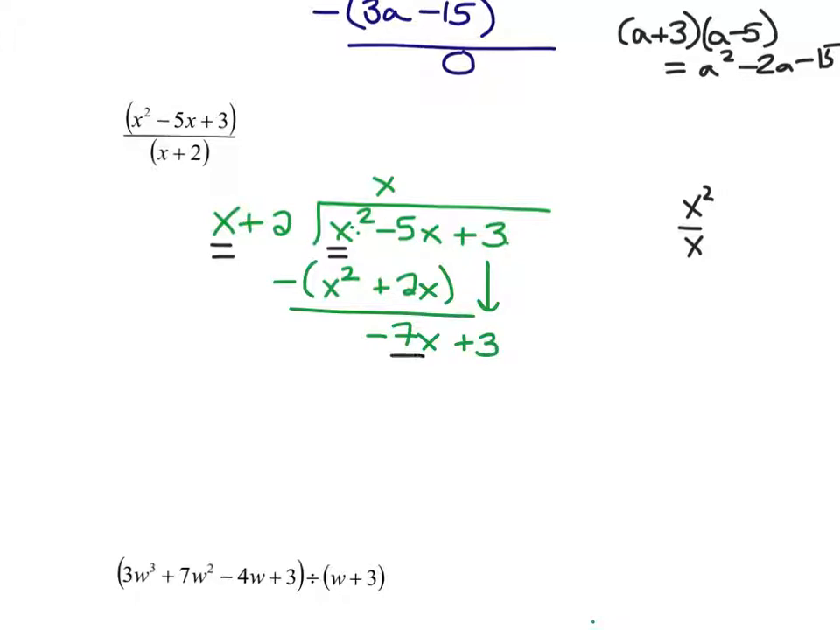So I have the x, and now I have negative 7x. So I'll do negative 7x divided by x. These cancel, and that just gives me minus 7. So minus 7x and minus 14.